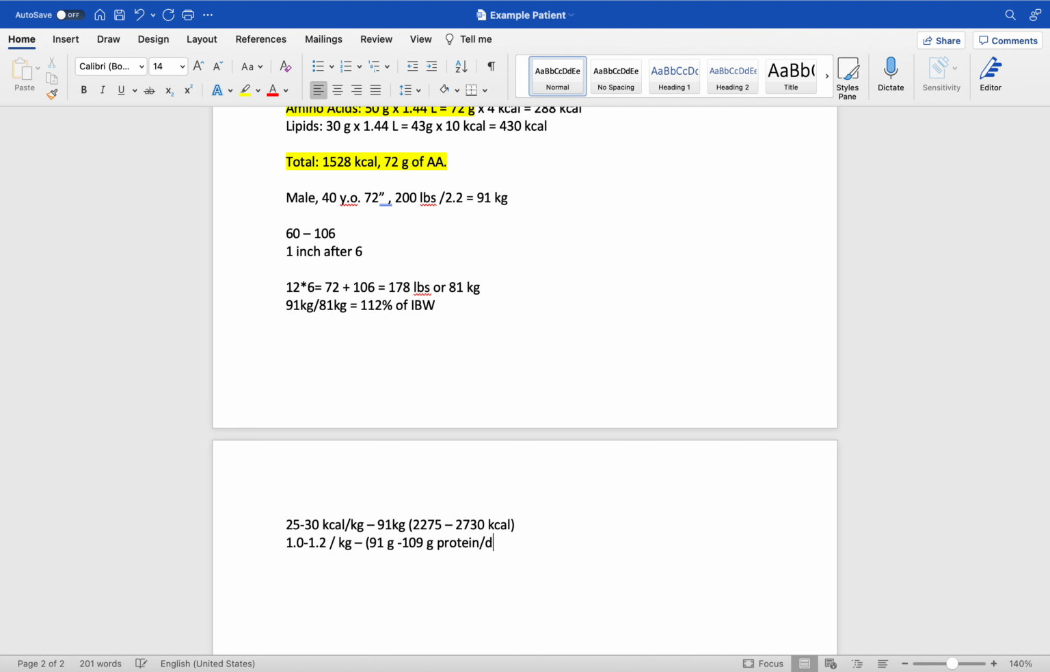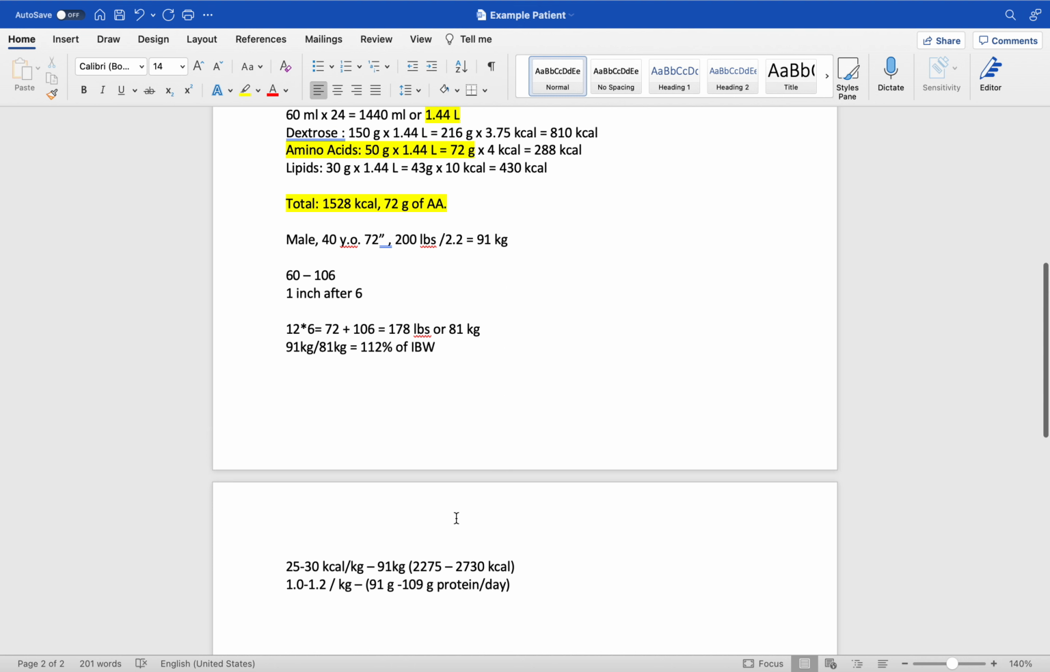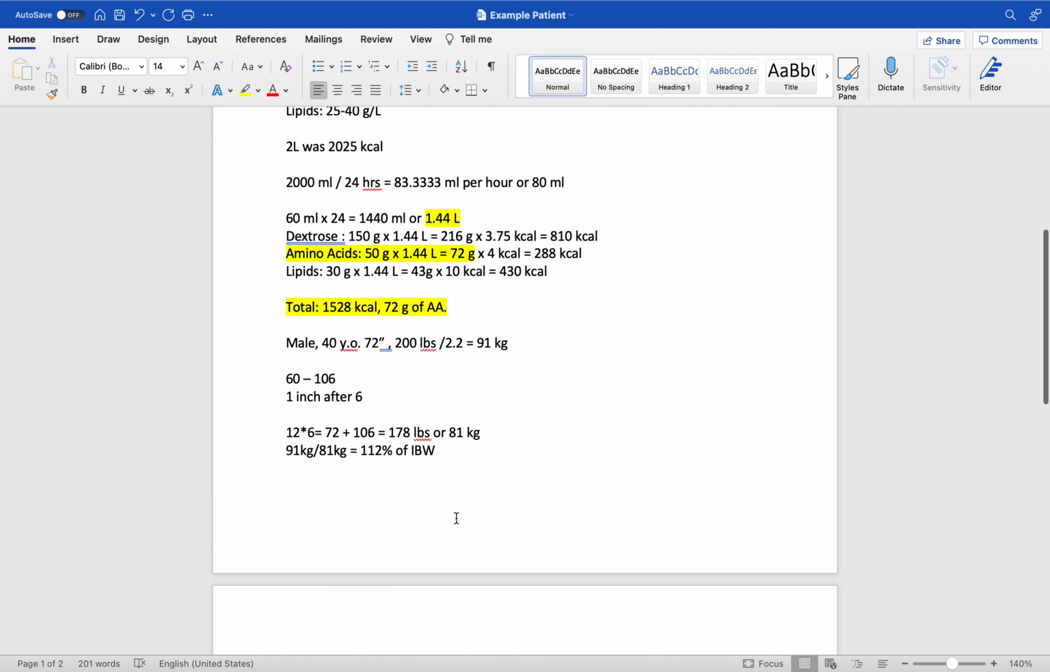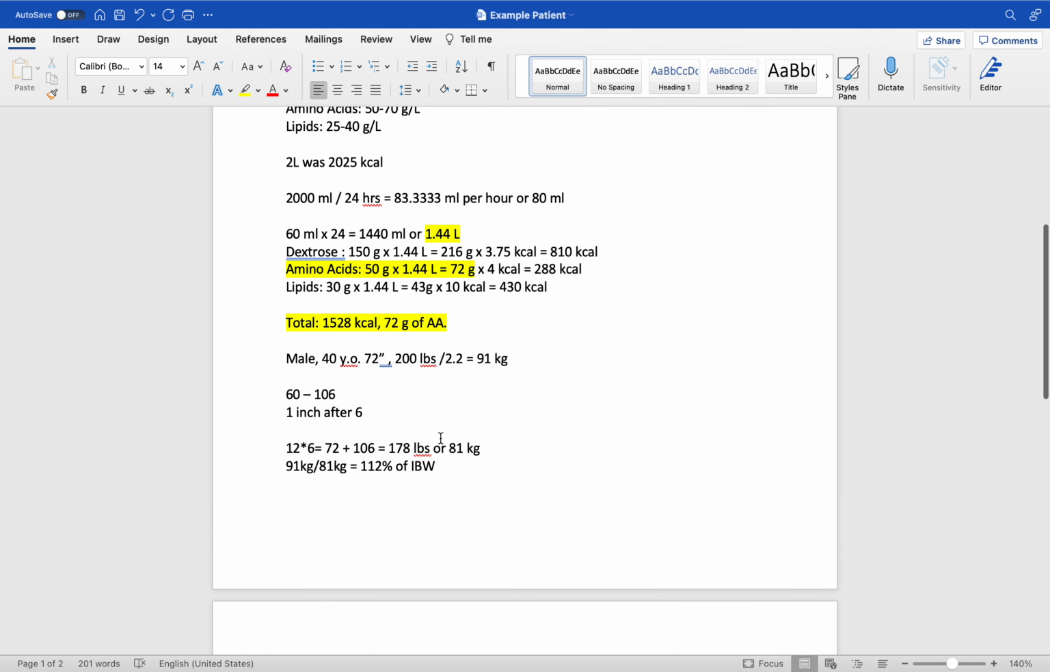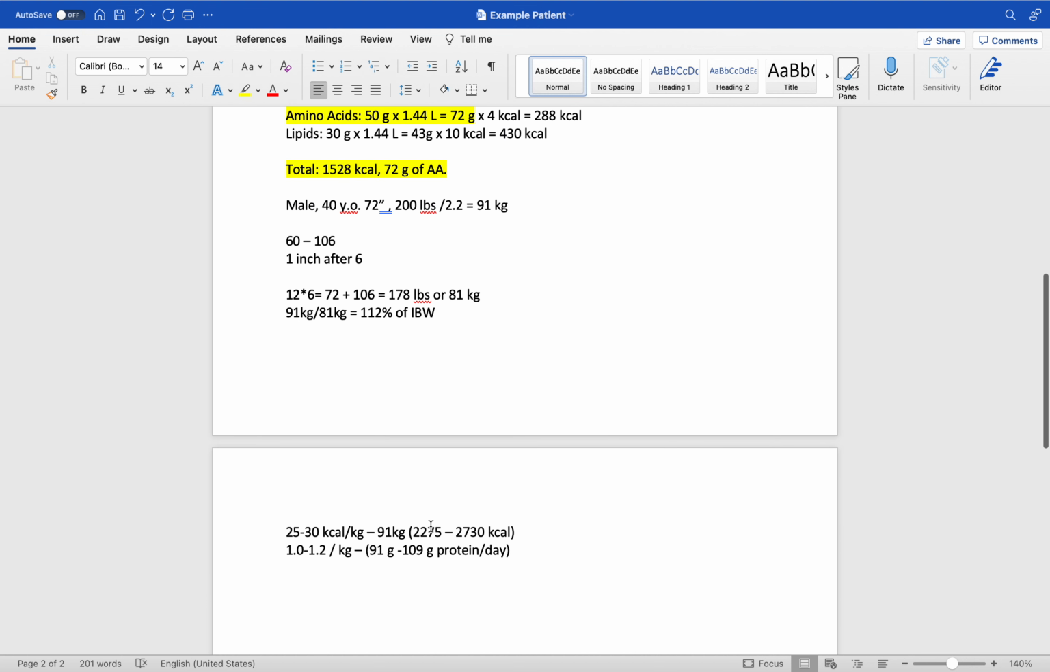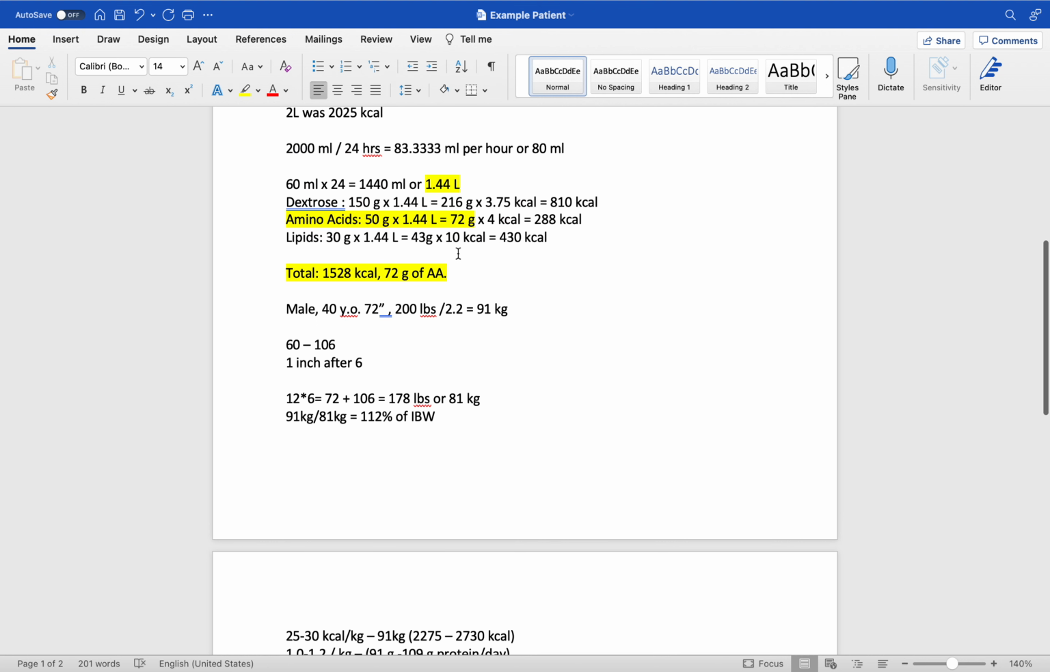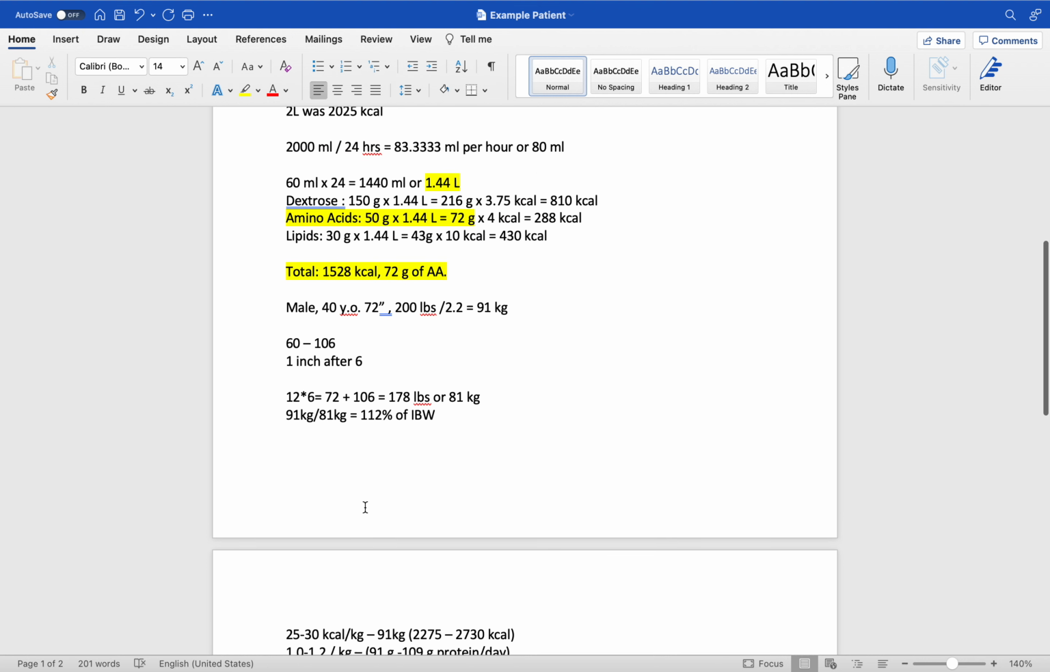Oh, yeah, I just saw that. Okay, so 91 to 109 grams of protein, really high calorie needs. So I know I'm going to need a high rate. Okay, so let's start. I know that 2 liters got me 2,025 kcal earlier, and I need above 2,000 kcal. And so I'm going to need a higher rate than 80 milliliters per hour.